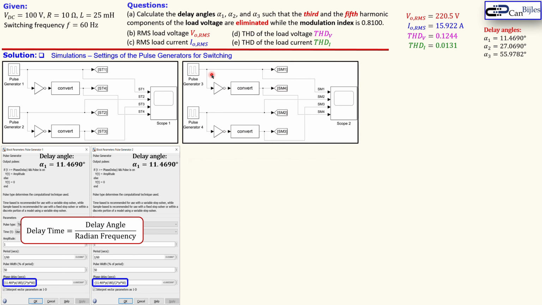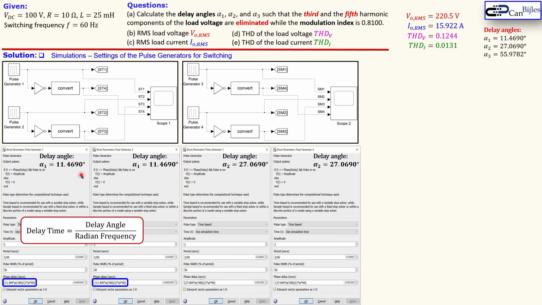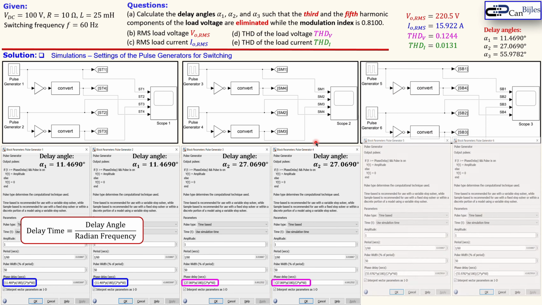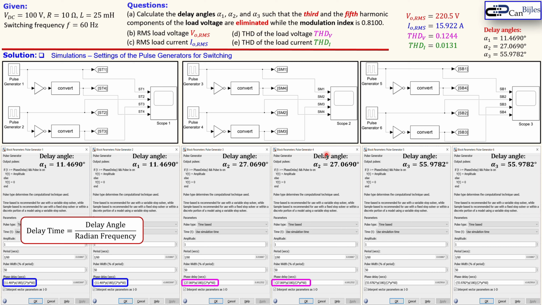A similar case for the pulse generator 3 and 4 for the delay angle alpha 2, and that's shown here. And also this is positive, this is negative. And for these two pulse generators, I need to go for the delay angle alpha 3. And the values are shown here in time. And this is the formula we need to use actually in all these phase delays in seconds.